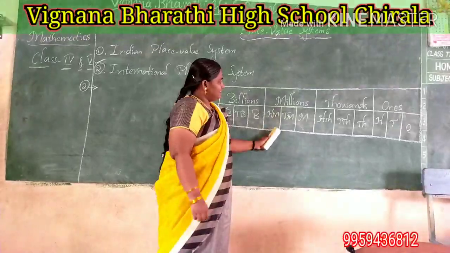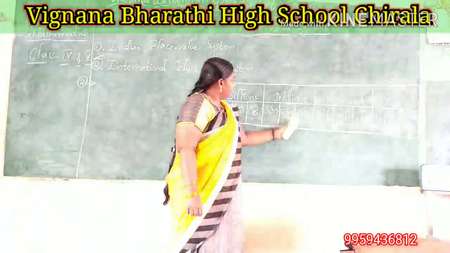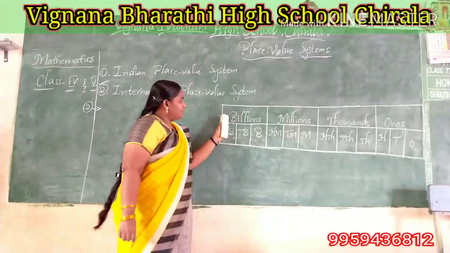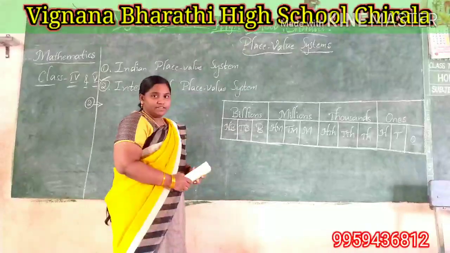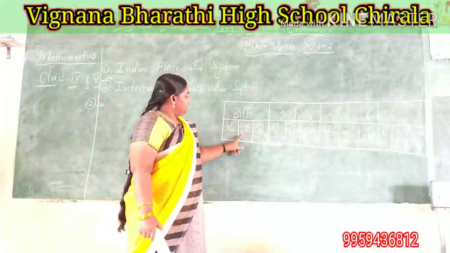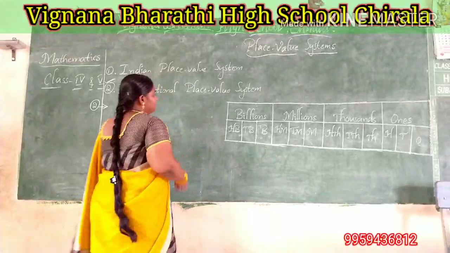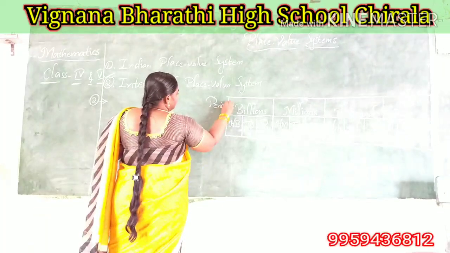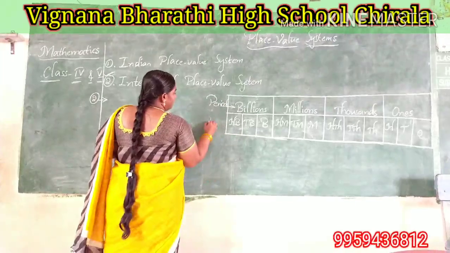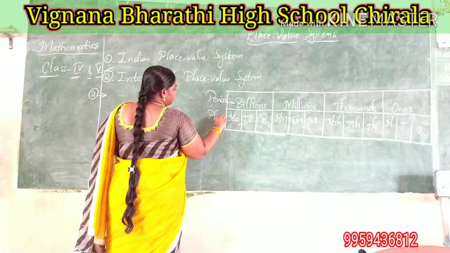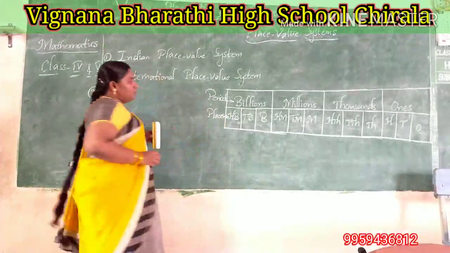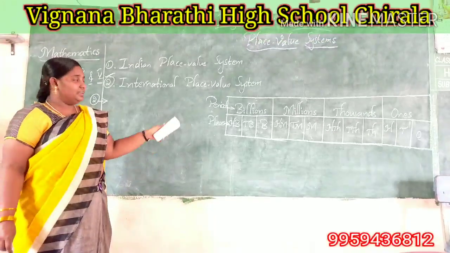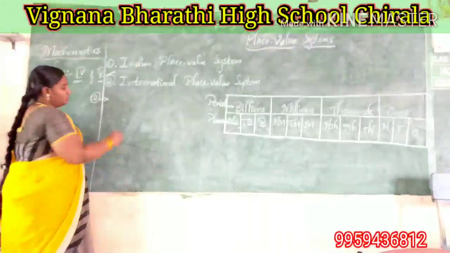Again, millions is divided into three different places: millions, 10 millions, 100 millions. Again, the billions period is also divided into three different places: billions, 10 billions and 100 billions. And these are the periods and these are the places. Now we learn how to use this international place value system to recognize the numbers containing more digits.